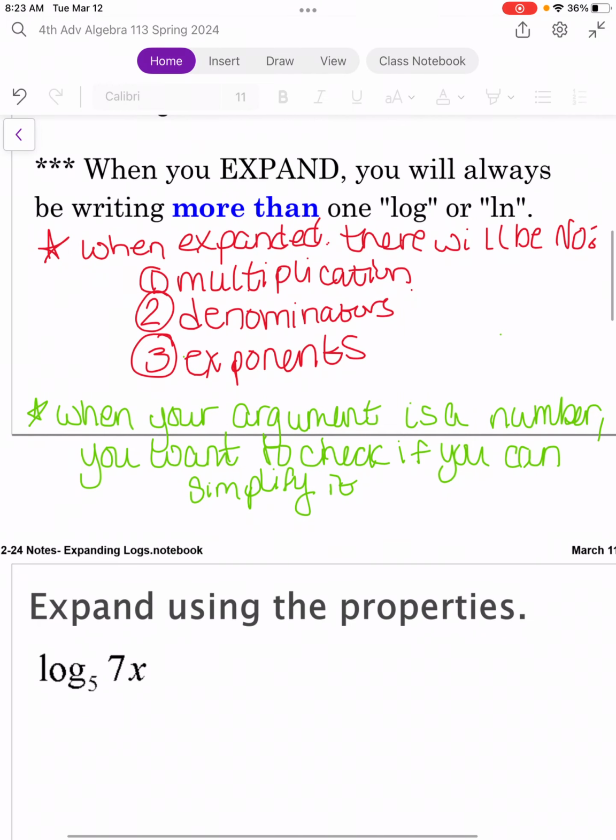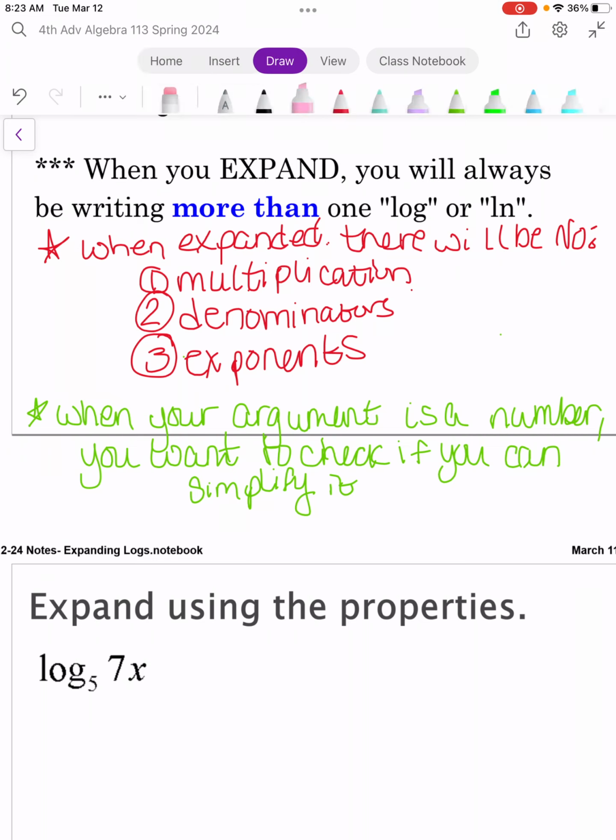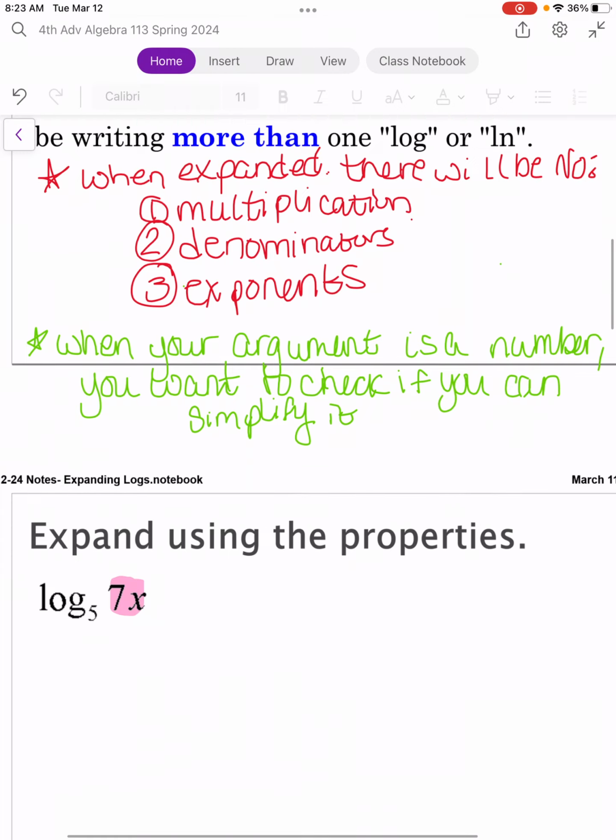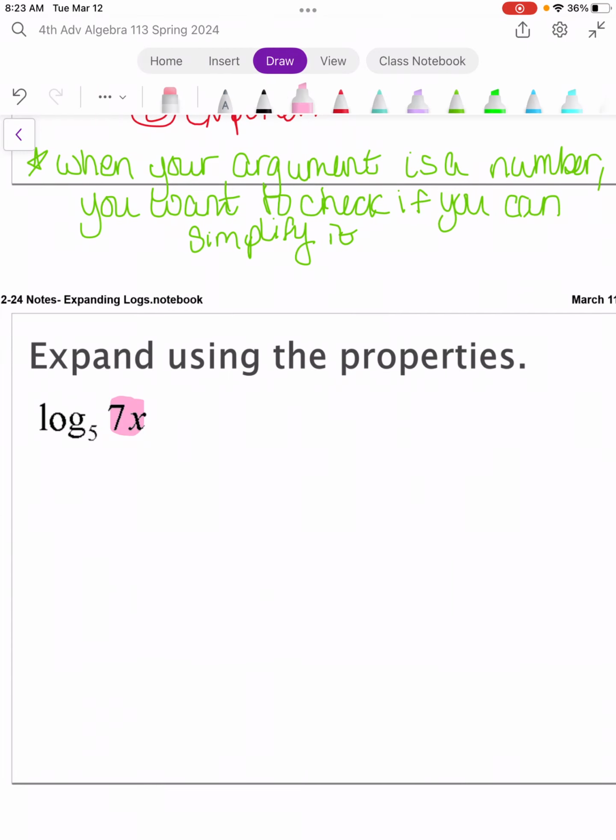So let's look at this first example here. So log base 5 of 7x. This is going to use that first property because I have 7 times x here. So 7 times x would become log base 5 of 7 plus log base 5 of x. Now I have no multiplication, I have no division and no denominators, and I also have no exponents.